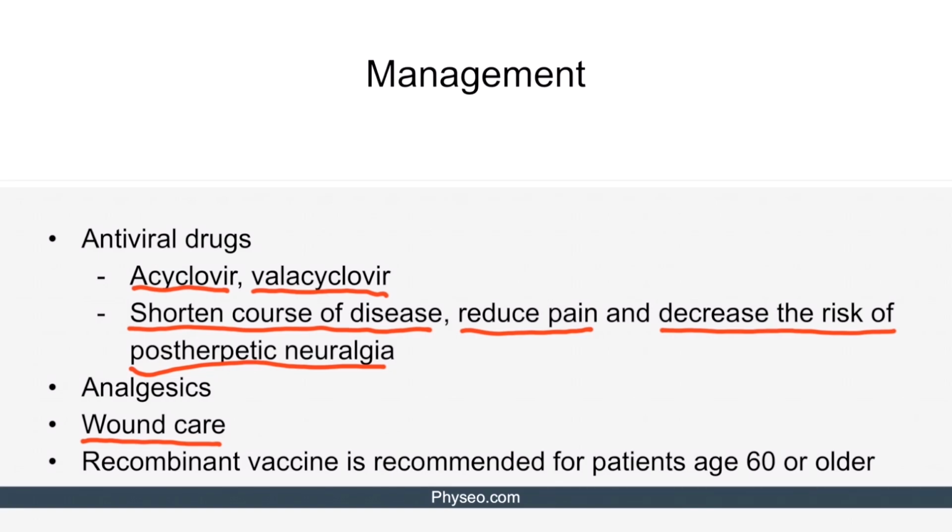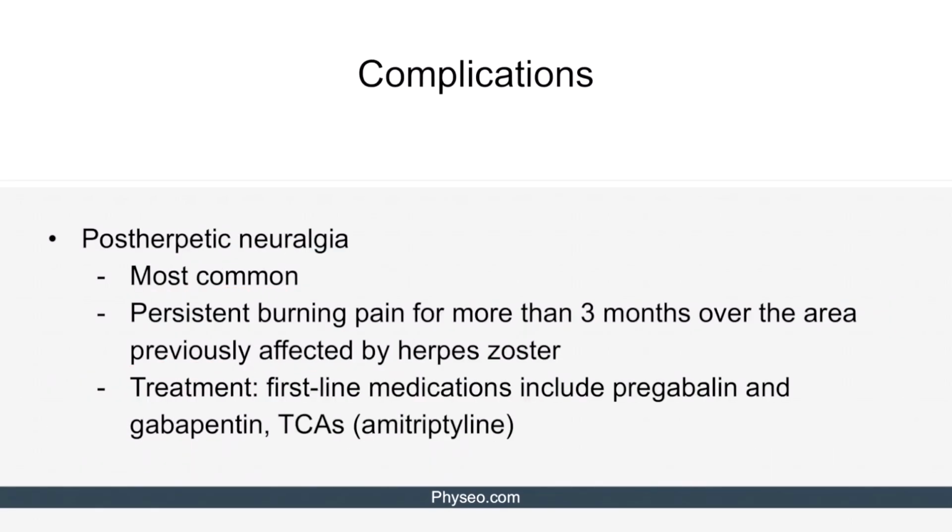Lastly, a recombinant herpes zoster vaccine is recommended for patients aged 60 or older. Live vaccines are contraindicated in the elderly population because they have a weaker immune system. Now let's move on to complications.